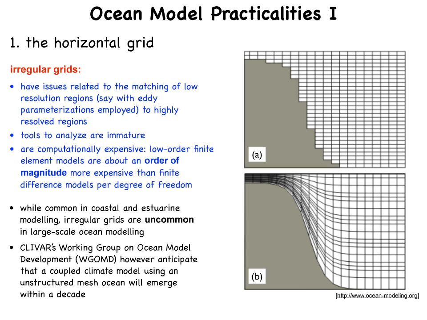However, CLIVAR is an international group of ocean modeling experts. They're a working group on ocean model development. They make the prediction that a coupled climate model using an unstructured mesh ocean will emerge within a decade. So we can look forward to that. Any questions?